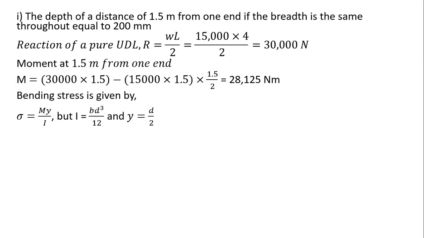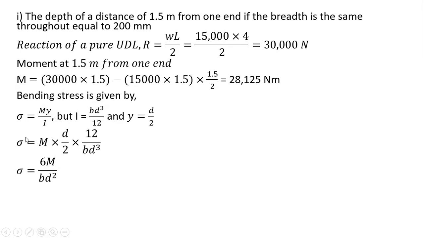Now, since we know that I is BD cubed over 12 and Y is normally D over 2, then we can just substitute these two in the main equation for stress. So it becomes M, Y is D over 2. Then we proceed with I, which is BD cubed, sorry, it's supposed to be BD cubed over 12. However, we are dividing, so that's why they have swapped. It becomes 12 over BD cubed.